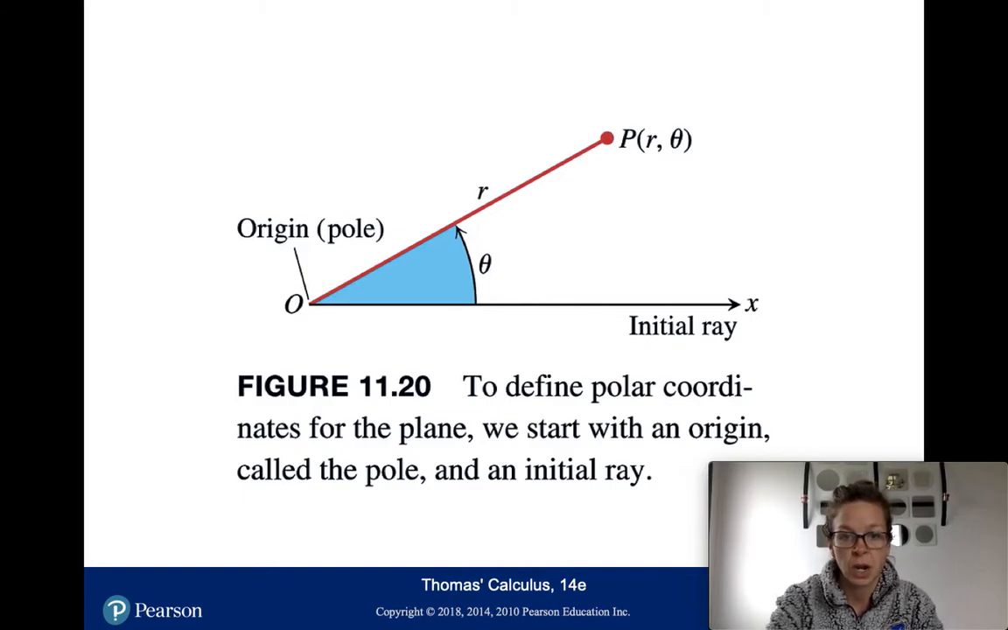So this is a picture of our point, r comma theta. So that initial ray, again, is that positive x-axis. And then we go counterclockwise theta degrees and go out a distance of r from the origin, or the pole. And that gives us our point, r comma theta.